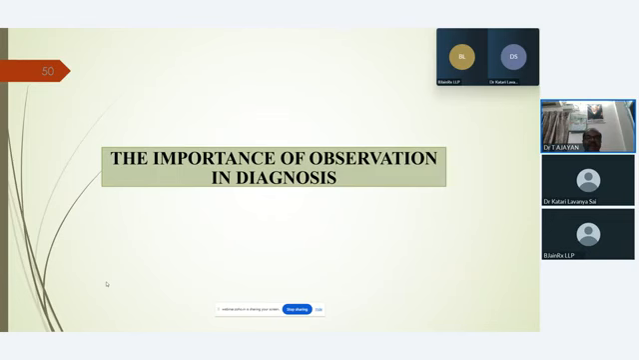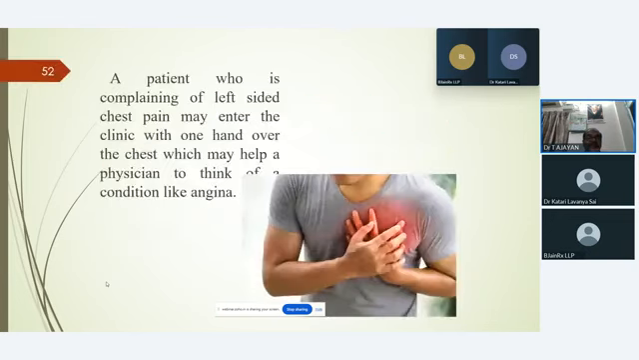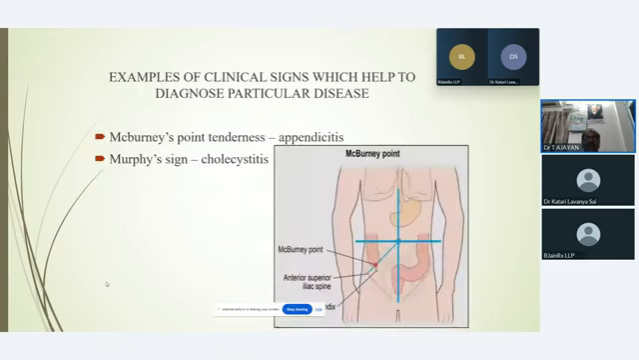The touch and palpation. Look, this patient who is complaining of left side chest pain may enter the clinic with one hand over the chest, which may help the physician to think of the condition. Everybody knows angina pectoris. It's a classical presentation. The patient always bends forward towards the left side and with the help of the hand holds the retrosternal area or the chest. That patient is always presenting retrosternal pain. The look here will help for the diagnosis.